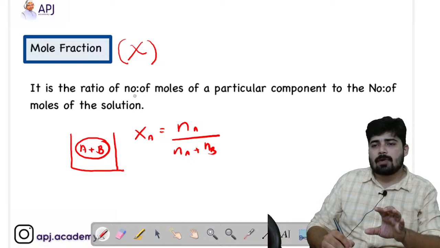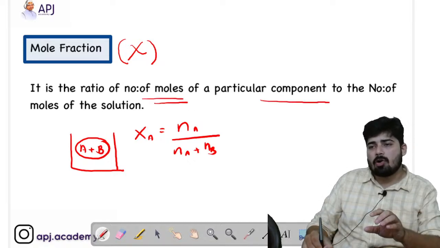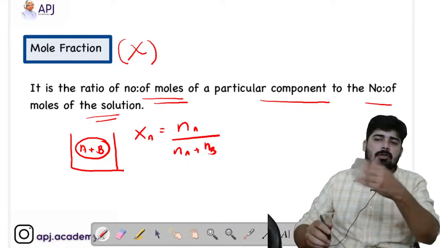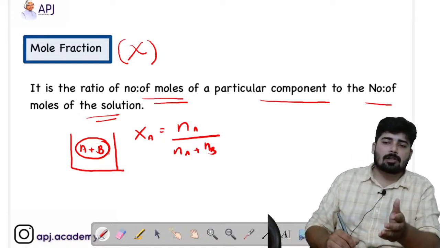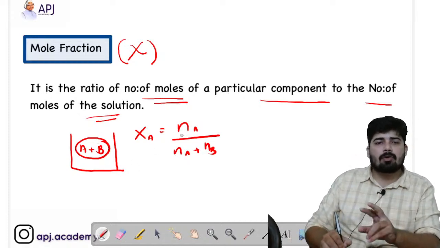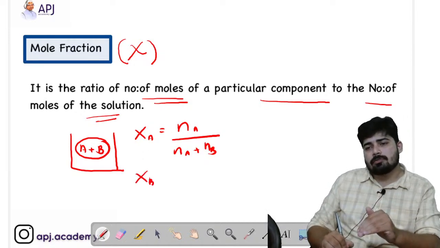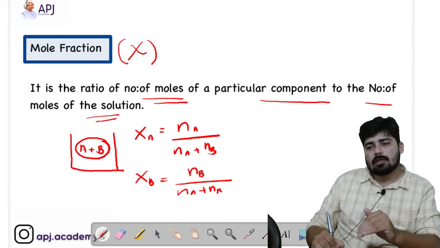Here you can find the definition as the ratio of the number of moles of a particular component to the number of moles of the solution. The solution is made up of A and B. So the mole fraction of A is equal to the number of moles of A divided by the total moles of the solution. The mole fraction of B is equal to the number of moles of B divided by the total number of moles of the solution.